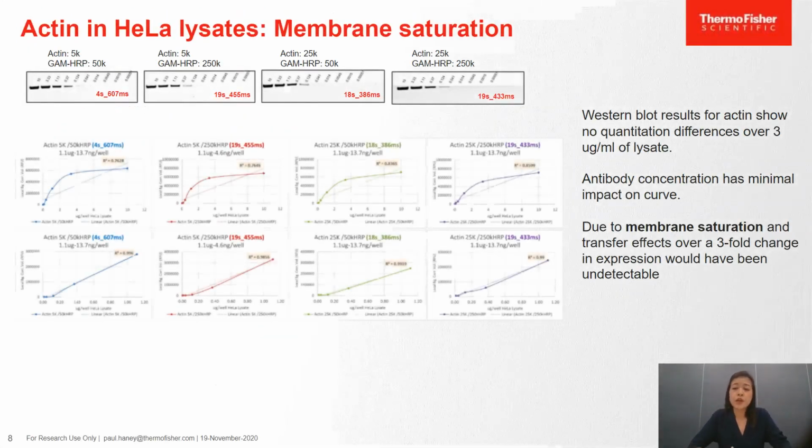In this figure, we have performed Western blotting for actin in HeLa lysates, and from left to right, we have used varying concentrations of primary and secondary antibodies. As you can see in the corresponding graphs below the blots, antibody concentration has minimal impact on the curve. And this means that no matter how much you optimize your antibody concentrations, it will have little improvement to the linearity if the membrane is already saturated due to overloading of proteins.